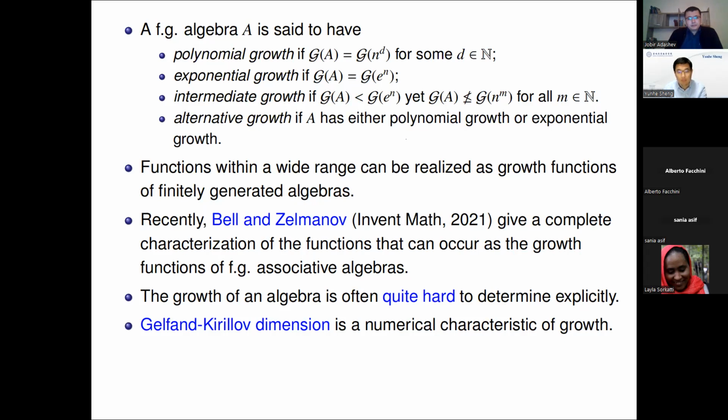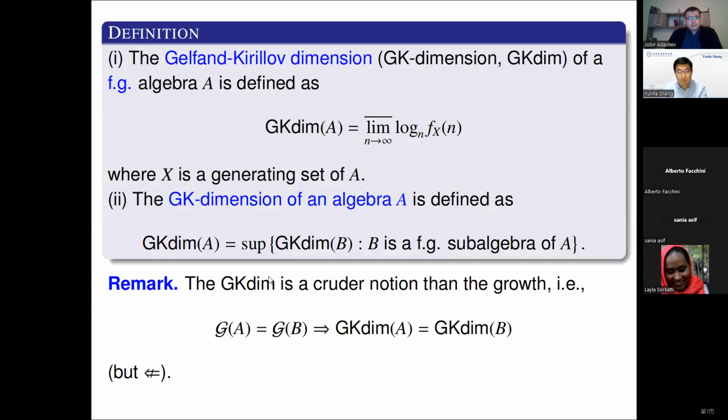Now we turn to another notion, Gelfand-Kirillov dimension. This notion is a numerical characteristic of growth, and often it's not so difficult to compute. So now we can define the GK dimension.